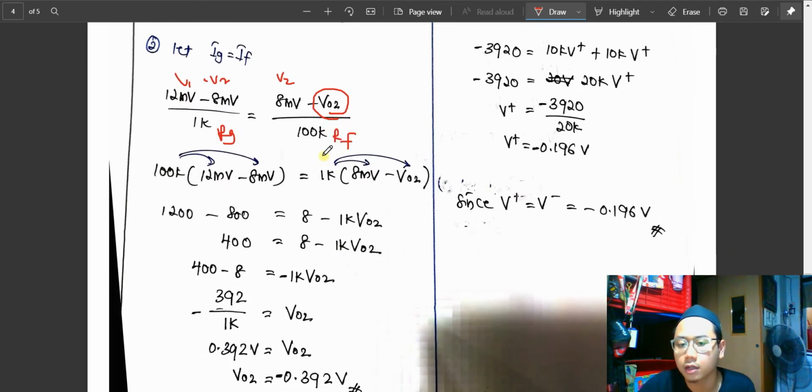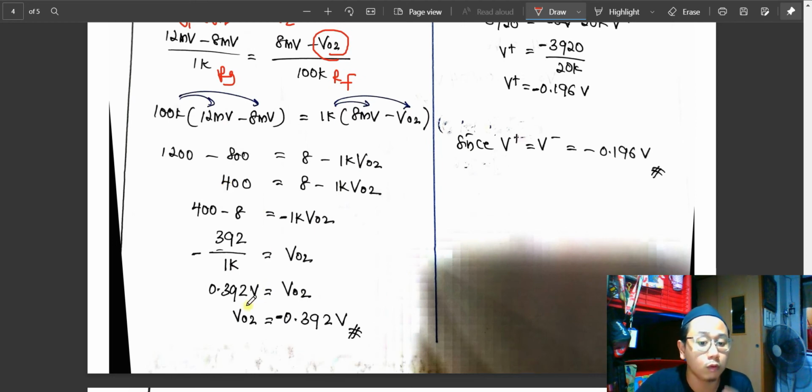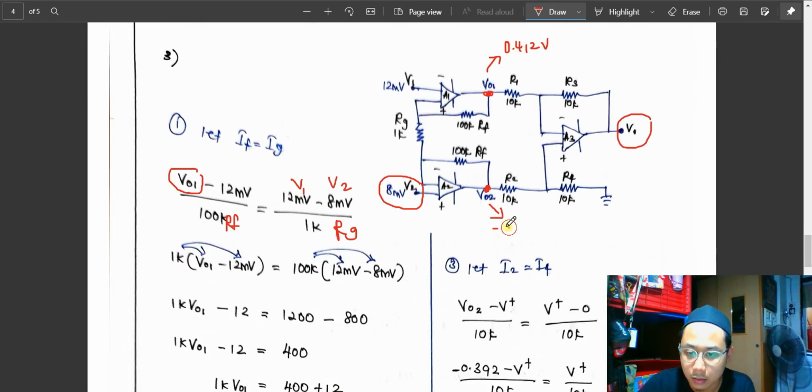By using the mathematical method, we will find that V out 2 is equal to negative 0.392 volts. So we already find it here, which is negative 0.392 volts.